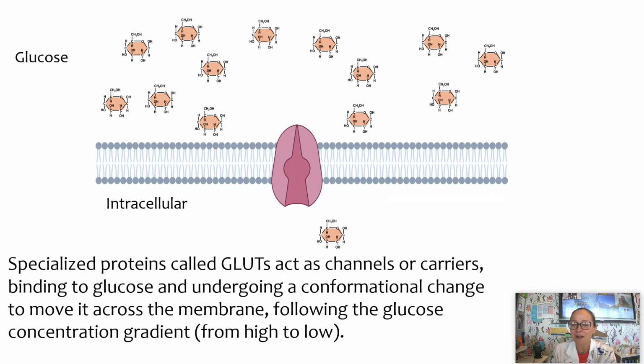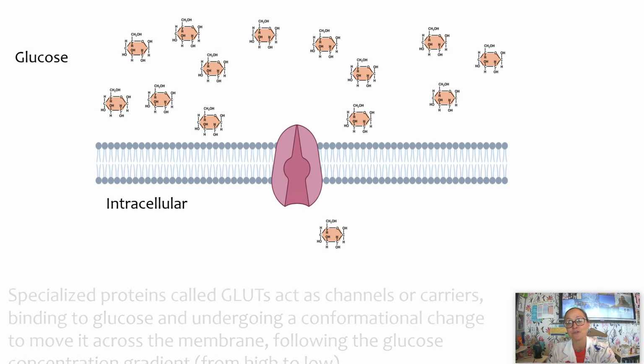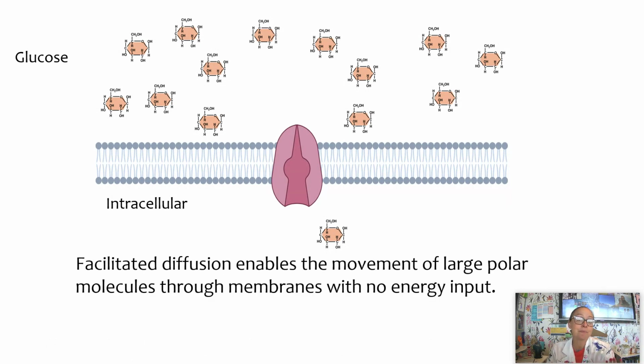So to summarize, there are specialized proteins for the movement of glucose. They're usually GLUT transporters. When we get to Unit 4 and talk about insulin and blood sugar balance, we will be talking about the GLUT4 transport protein. Anyway, when glucose binds to these proteins, they undergo a conformational change in shape, which allows the glucose to move down its concentration gradient from high concentration to low concentration. So this type of facilitated diffusion enables the movement of large polar molecules through membranes with no input of energy.